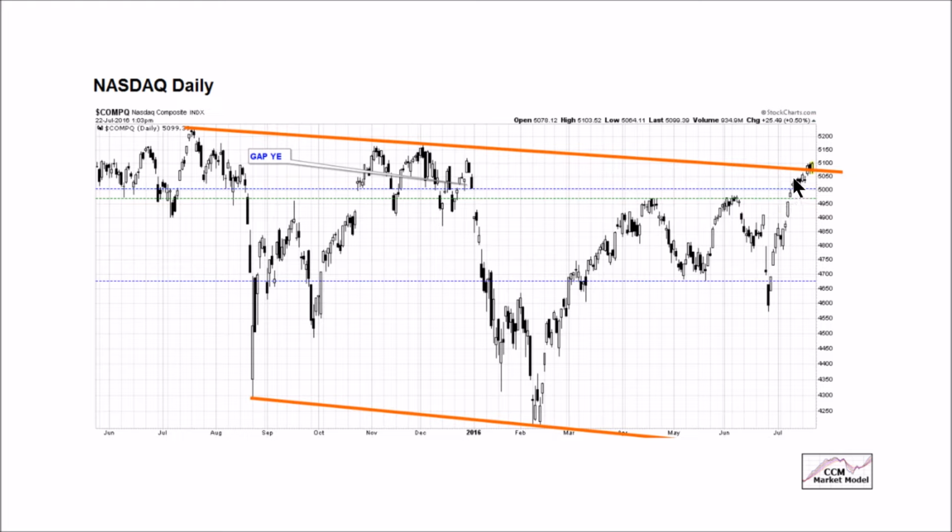Now we've succeeded at the gap, and we're still holding above the gap. This looks quite a bit better than this or this.